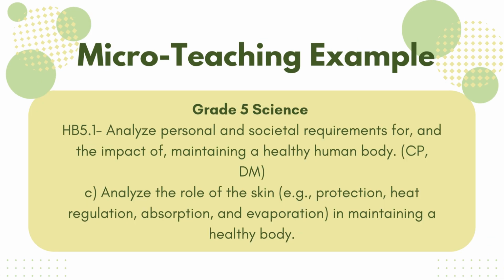So, for my example, I chose the outcome HB 5.1, which is a grade 5 science outcome. It is to analyze personal and societal requirements for and the impact of maintaining a healthy human body. I thought indicator C perfectly matched with this instructional strategy. It is to analyze the role of the skin in maintaining a healthy body.